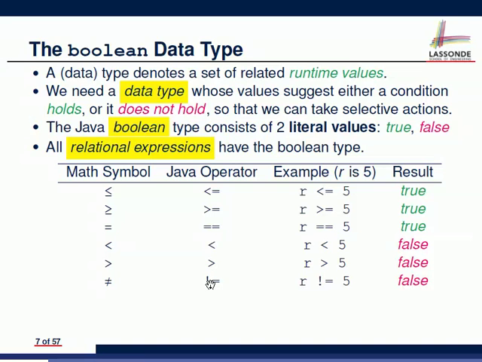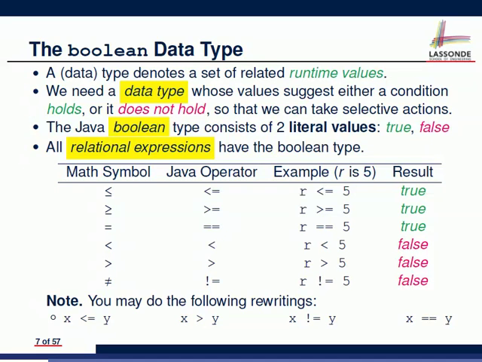How do you say something is not equal to something? That's how you do it. So you can say something is not equal to, use the exclamation mark over here. You can say, for example, R is not equal to 5. But R is storing 5. 5 not equal to 5, false. Okay? Is it clear? Okay? Simple ones.